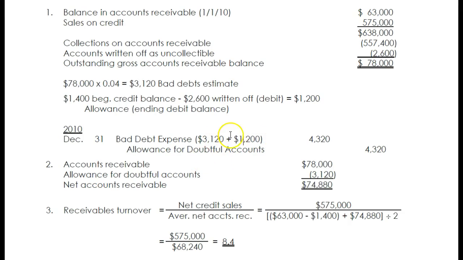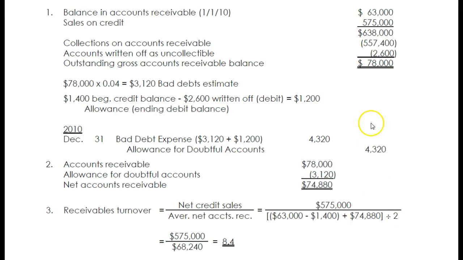So if I were to make an entry, and this is exactly what we're going to do, by adding those two, of $4,320 for the bad debts expense, because that's what it's got to be, and the allowance account would be credited for $4,320. So I have a negative number, and I'm going to add this $4,320 to it.